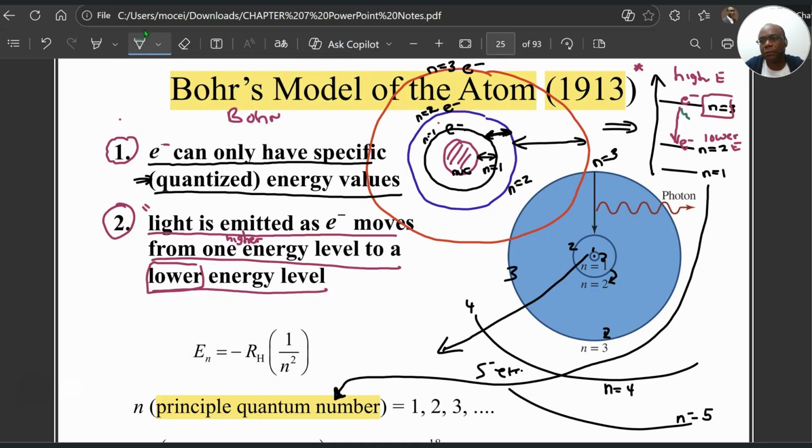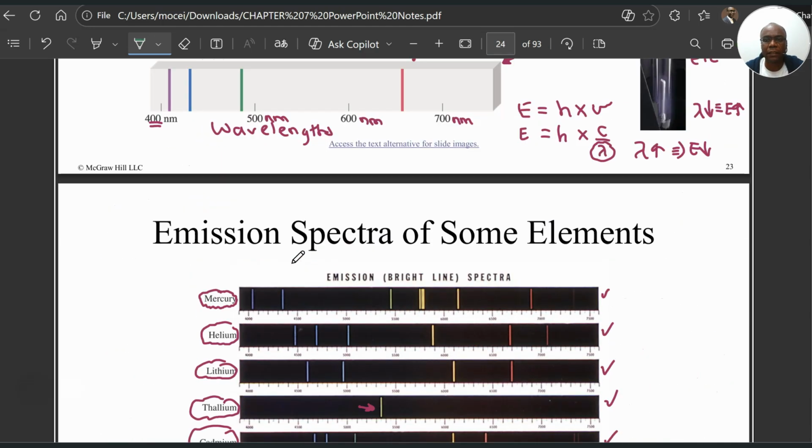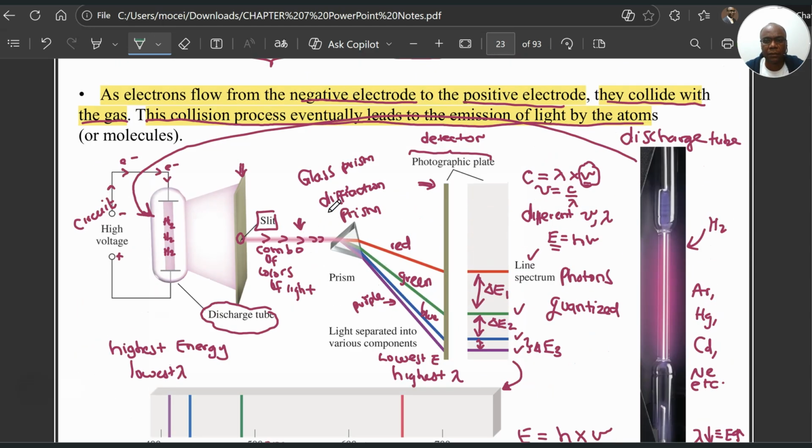That energy is going to be lost. Okay, so energy is going to be lost, and typically it's lost in the form of light. Therefore we call that emission. So light is emitted as electrons move from one energy level to a lower energy level.